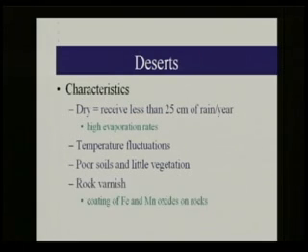We see rock varnish forming in deserts. This is a coating of iron and manganese oxides on rocks. The iron and manganese are thought to come from windblown dust or from precipitated microorganisms' wastes. It's not from the rock itself on which the varnish forms.